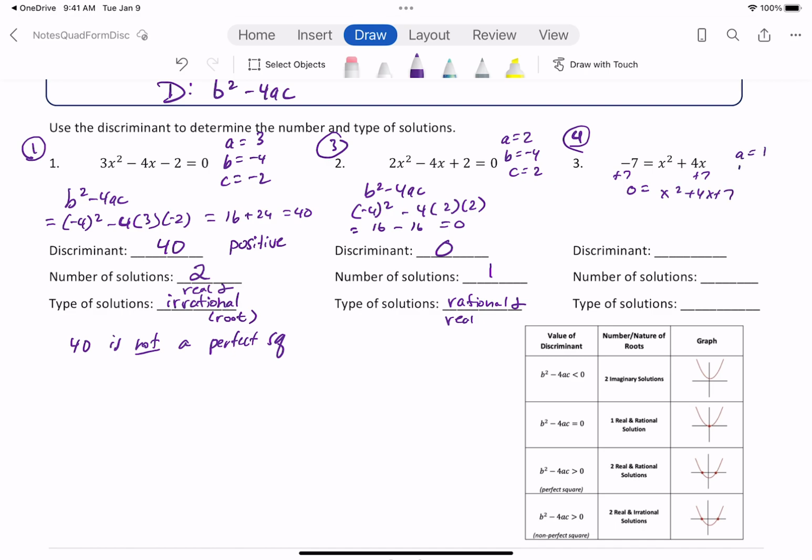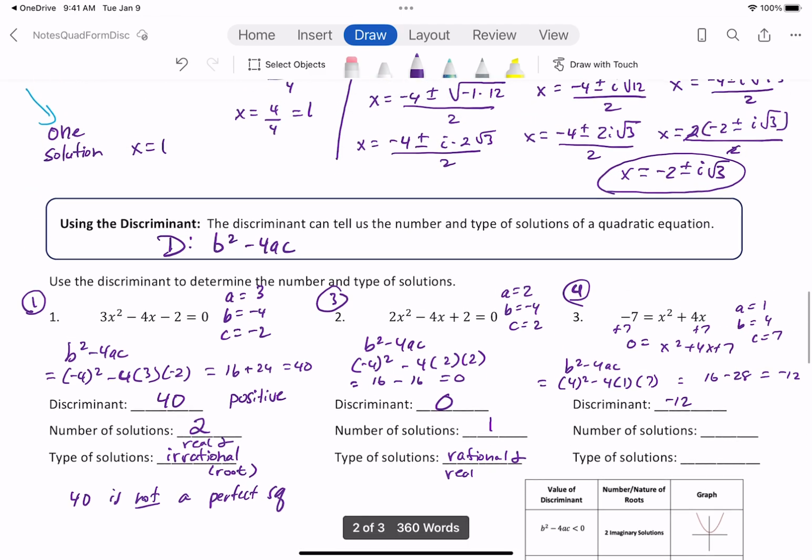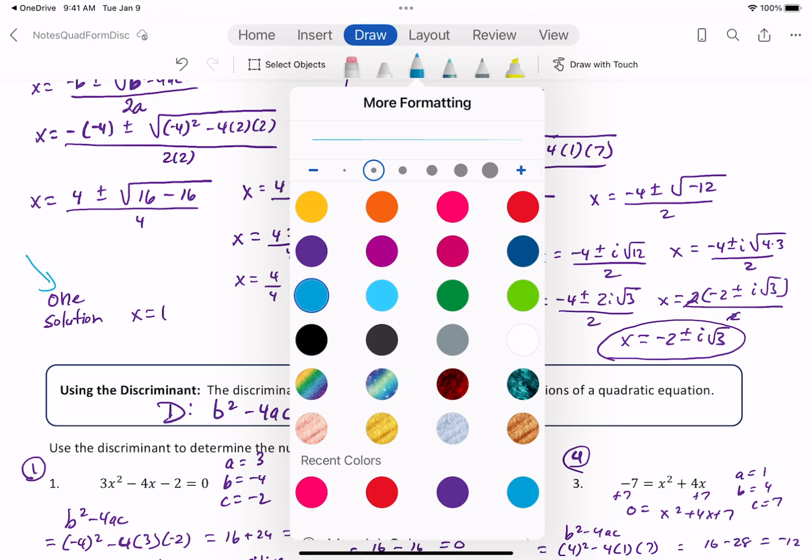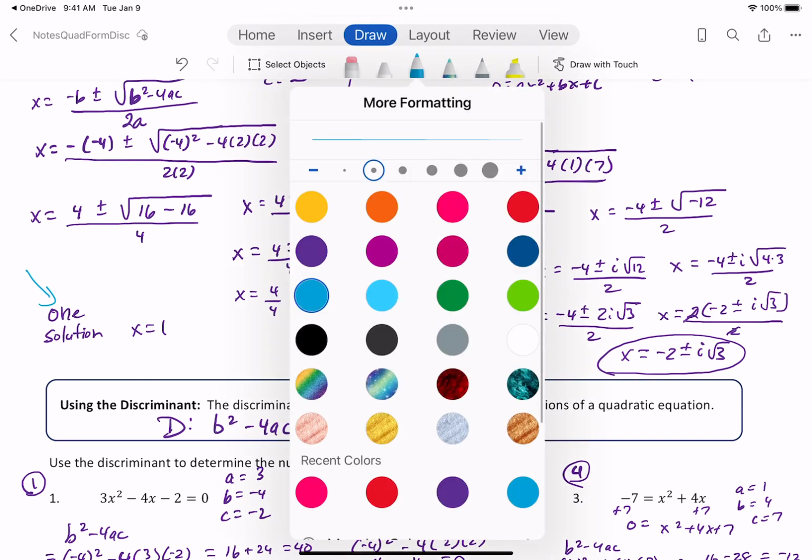So A is 1, B is 4, C is 7. So if we substitute 4 for B, A is 1, C is 7, we get 16 minus 28, and that gives me negative 12. And that one matched number 4 up here. Sorry, let me get that pencil.